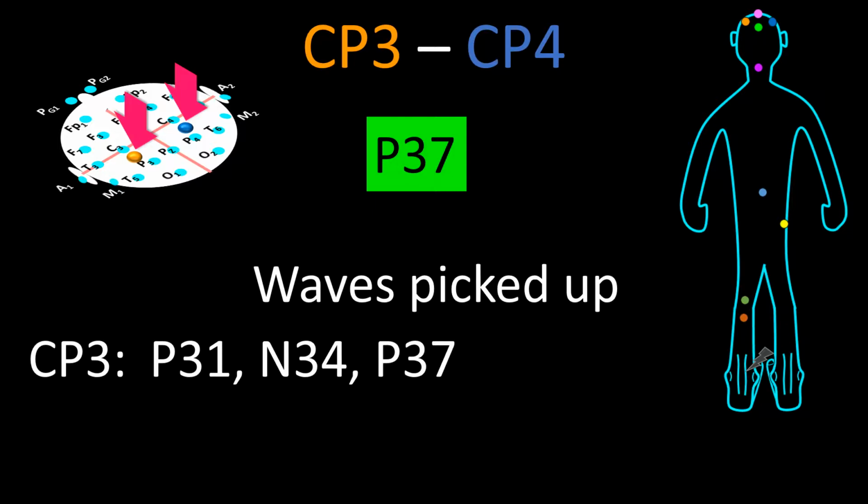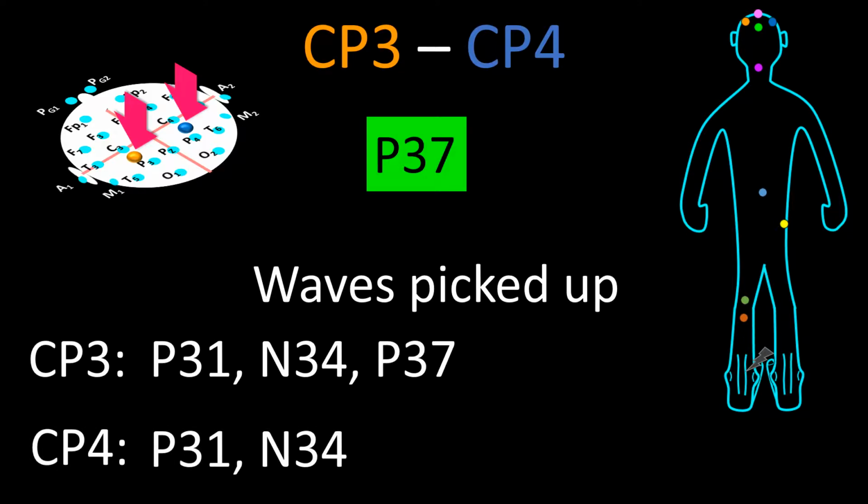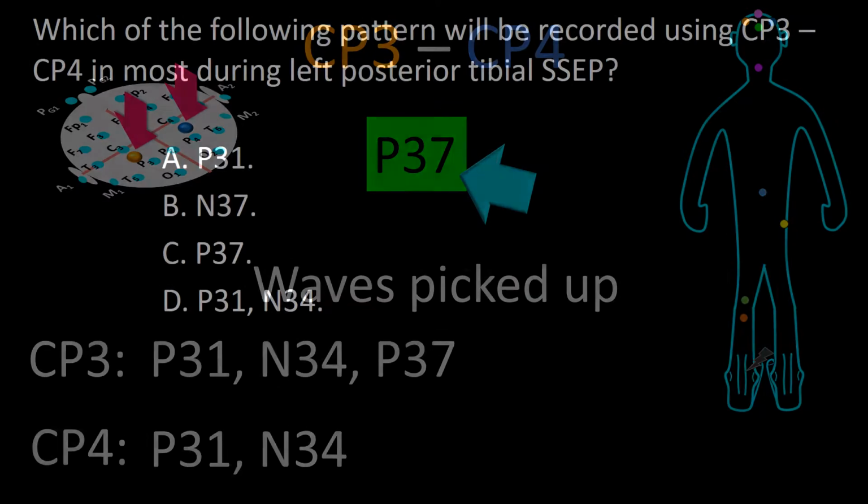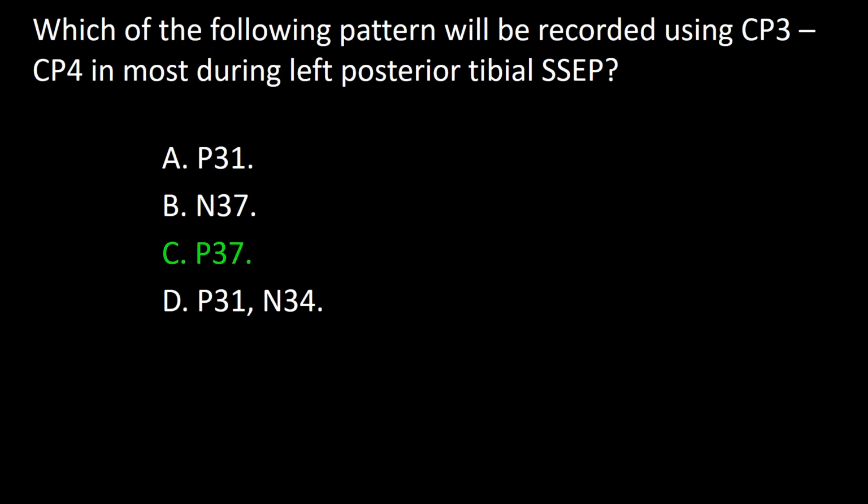This is because CP3 will capture P31, N34, and P37 in most individuals, whereas CP4, the electrode contralateral to the stimulus and on the same side of the mesial cortex being activated, will only capture P31 and N34. That, when inverted by virtue of entering the amplifier through its input 2 slot, will cancel CP3 captured P31 and N34, since P31 and N34 are far fields, thus allowing us to visualize P37 alone. So the answer to this question is C.